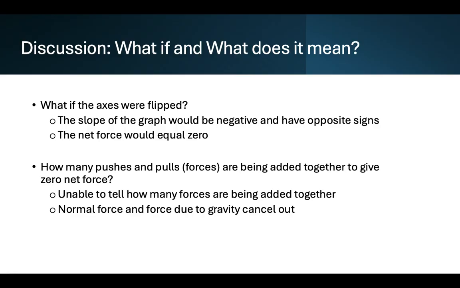How many pushes and pulls, which are forces, are being added together to give 0 net force? We are unable to tell how many forces are being added together due to the normal force and the force due to gravity canceling out. So overall, we would just know that the net interactions and net force equal 0, and there could still be forces happening, but they cancel out.